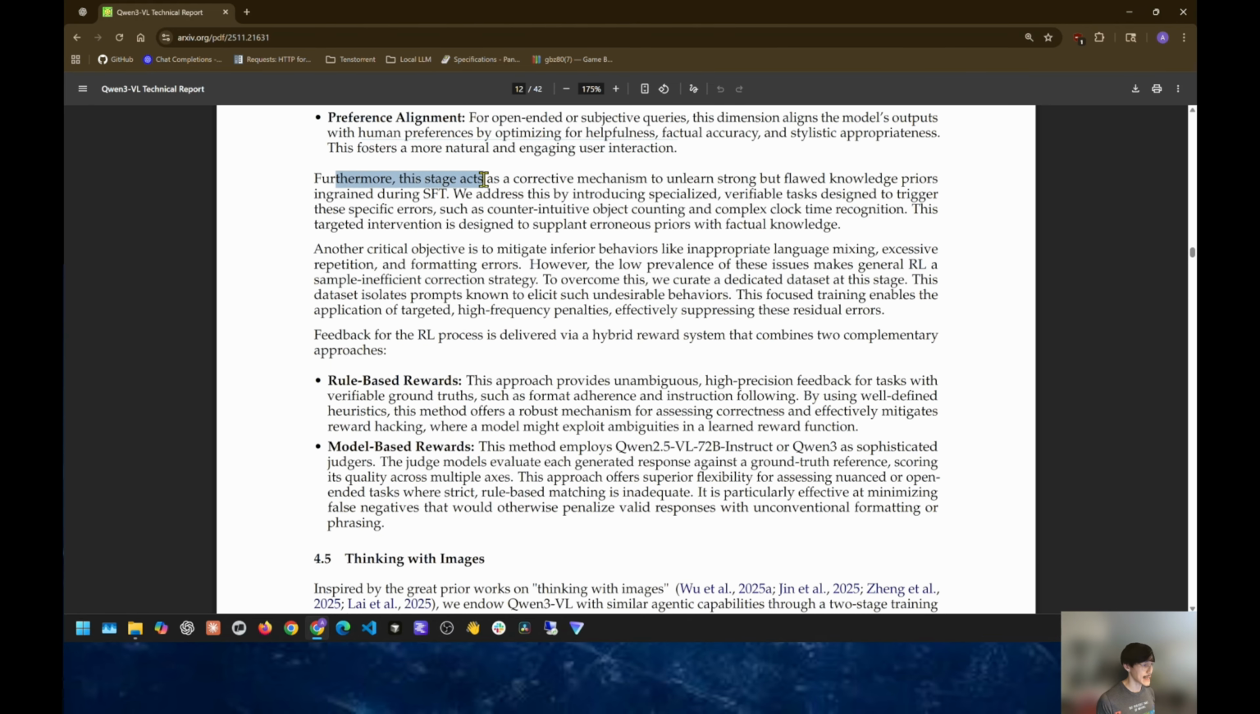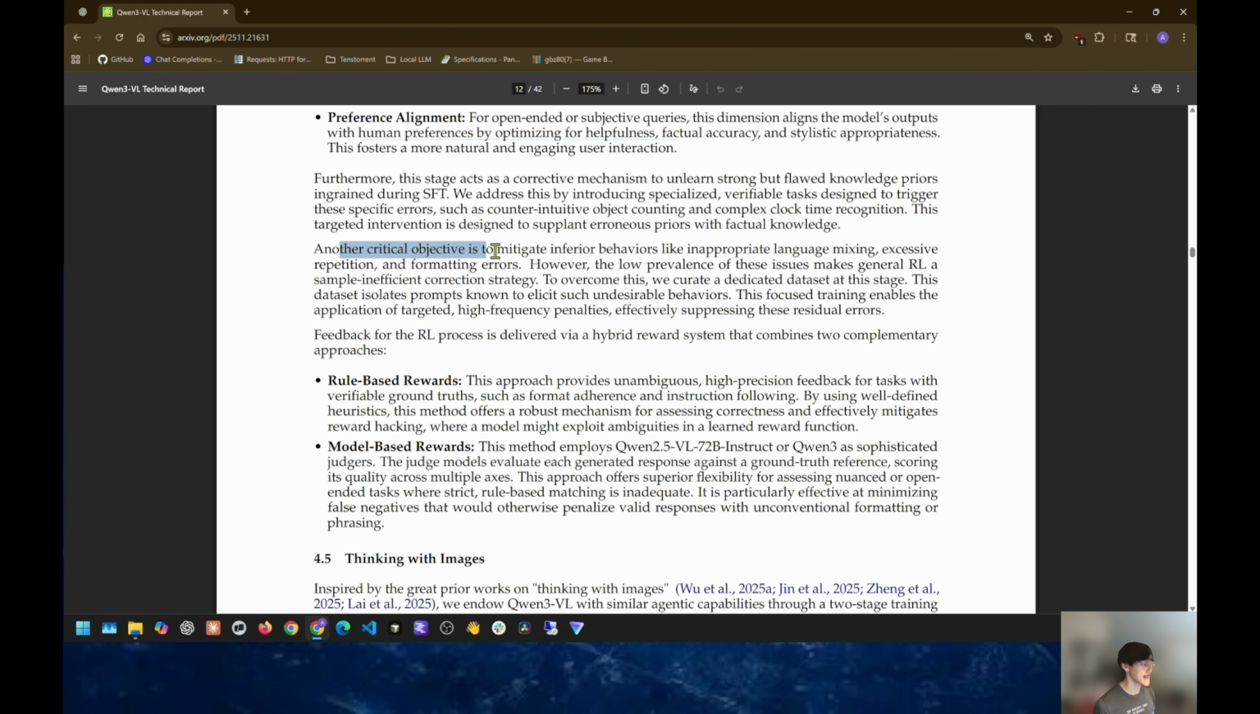Furthermore, this stage acts as a corrective mechanism to unlearn strong but flawed knowledge priors ingrained during SFT. We address this by introducing specialized verifiable tasks designed to trigger these specific errors, such as counterintuitive object counting and complex clock time recognition. This targeted intervention is designed to supplant erroneous priors with factual knowledge.